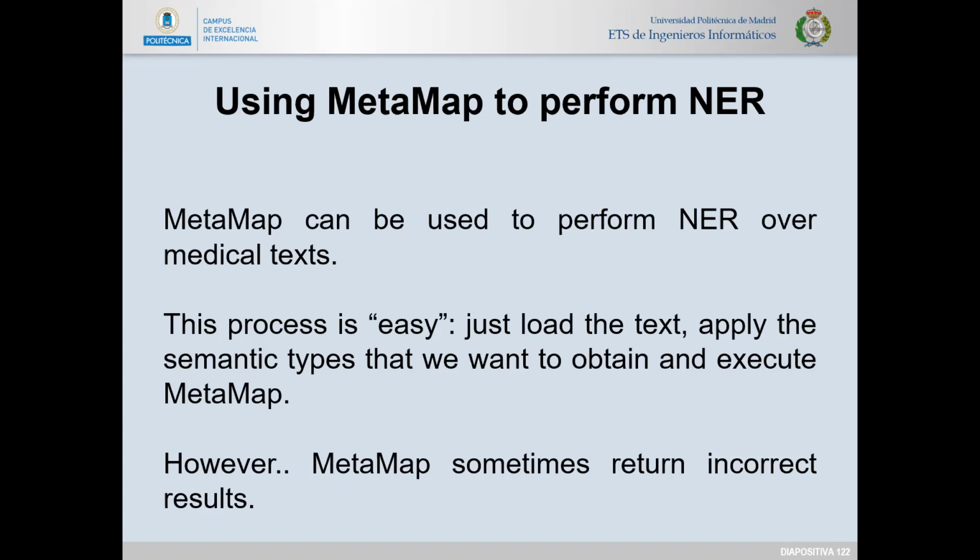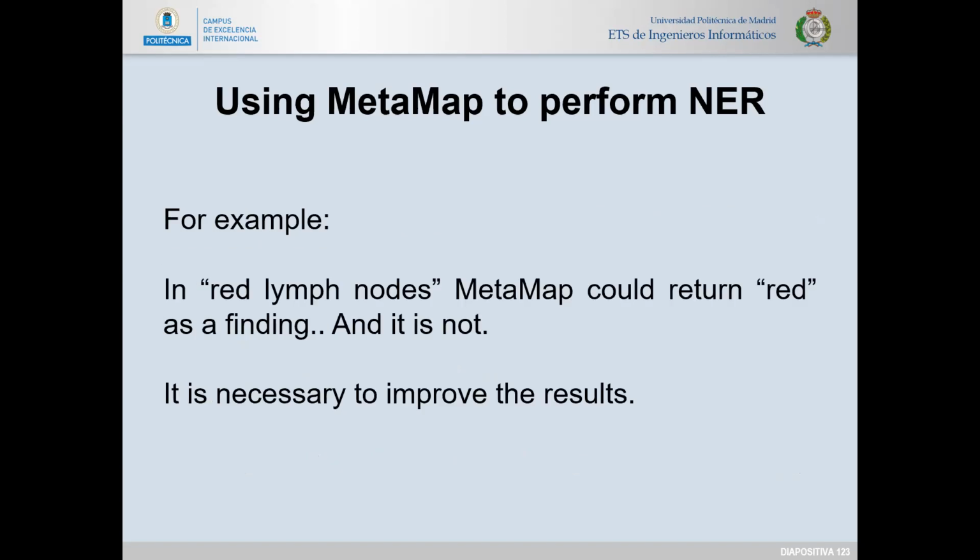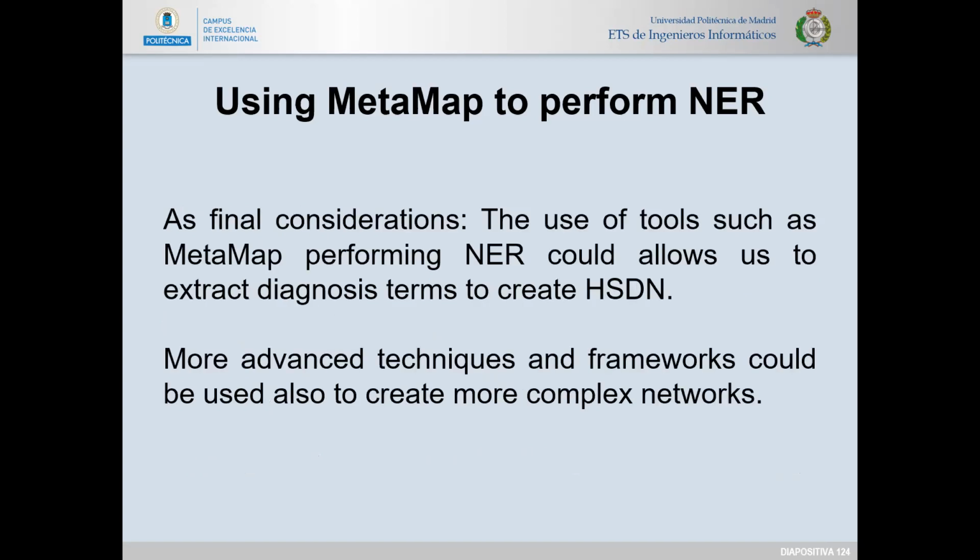The process is easy. You just load the text and apply the semantic types that you want to obtain. This means, okay, I want to get symptoms, laboratory tests, laboratory procedures, and anatomic locations. The semantic types are the categories of the concepts that you want to retrieve. You execute it and you get the results. However, the problem is that MetaMap sometimes returns incorrect results. For example, with red lymph nodes, MetaMap can return red as a finding, and it is not. Red in this context is a modifier telling you that your lymph nodes are red, in Spanish enrojecidos, meaning they have a reddish color. So this kind of thing needs to be improved.